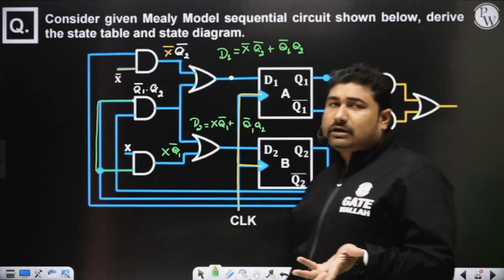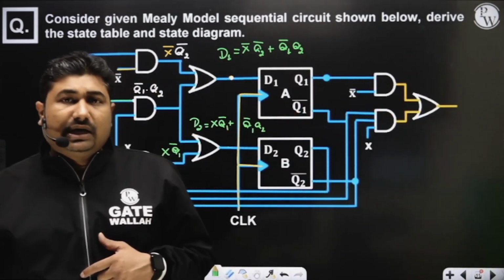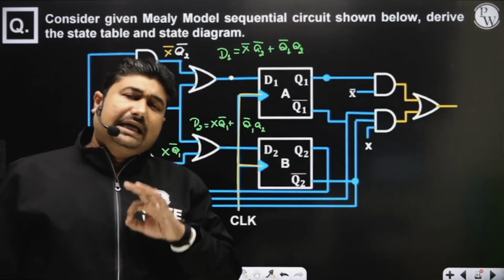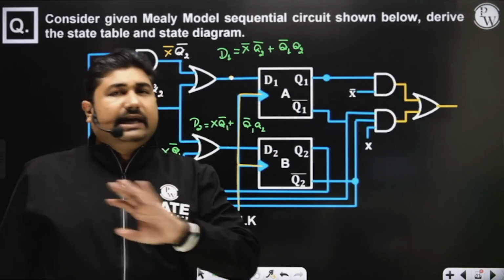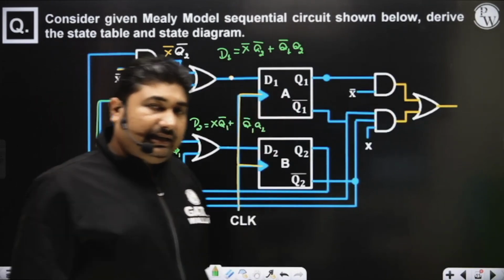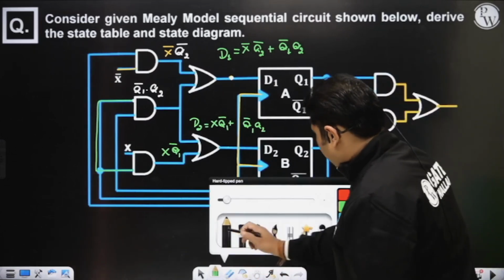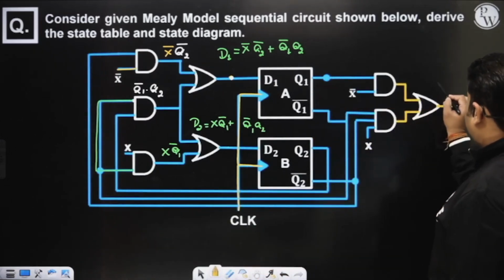Always before applying the clock pulse, we need to identify the inputs to the flip-flop. Then apply the clock pulse and follow the truth table. The same is going to be applied to any sequential circuit. Now please observe what about Z.